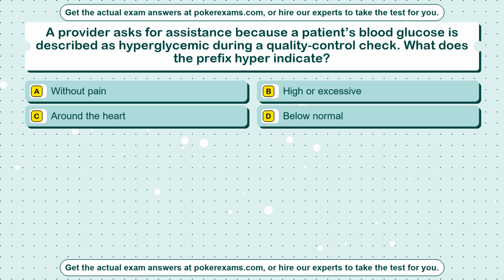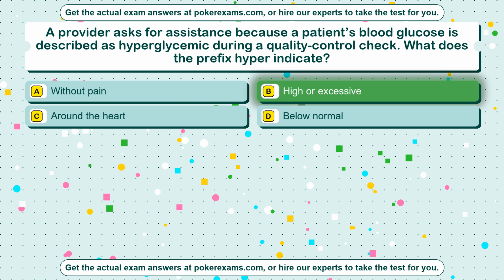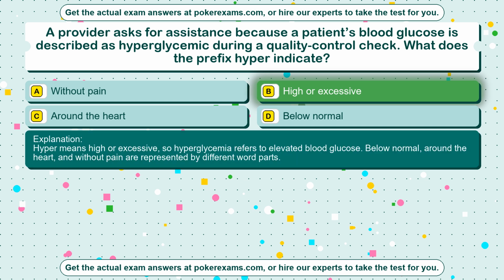Question 53. A provider asks for assistance because a patient's blood glucose is described as hyperglycemic during a quality control check. What does the prefix hyper indicate? Option A, without pain. Option B, high or excessive. Option C, around the heart. Option D, below normal. The correct answer is option B, high or excessive. Hyper means high or excessive, so hyperglycemia refers to elevated blood glucose. Below normal, around the heart, and without pain are represented by different word parts.